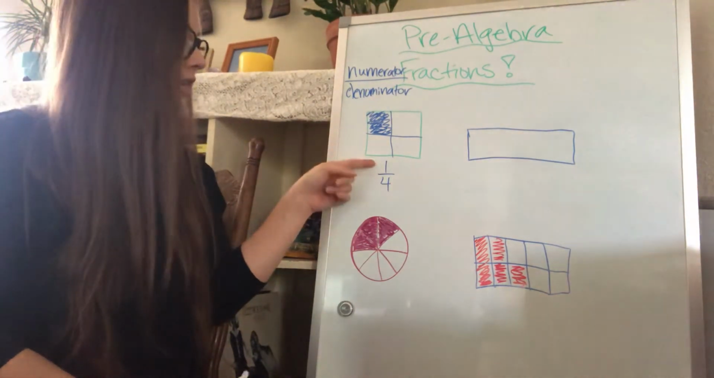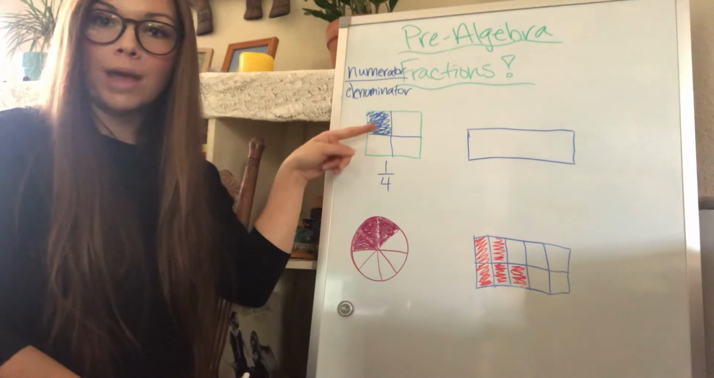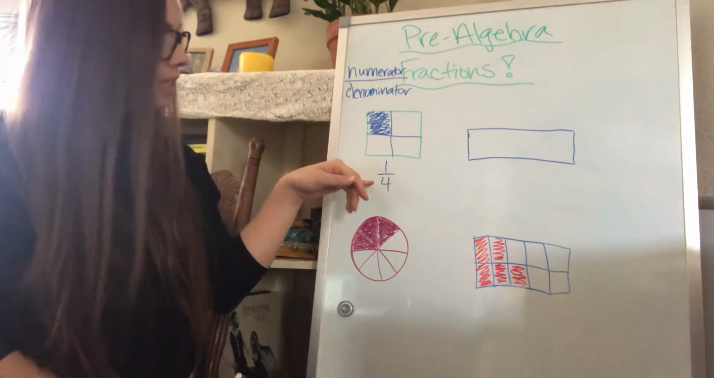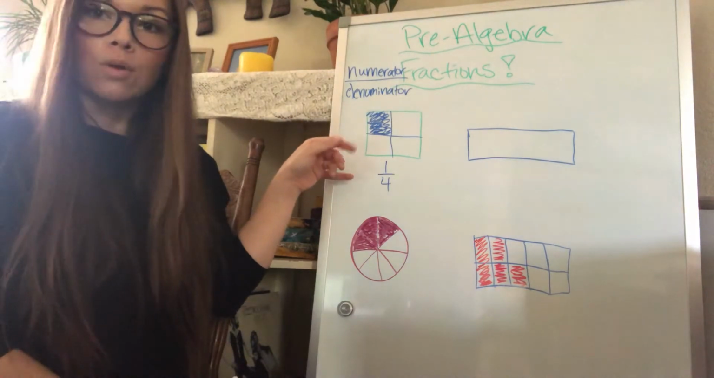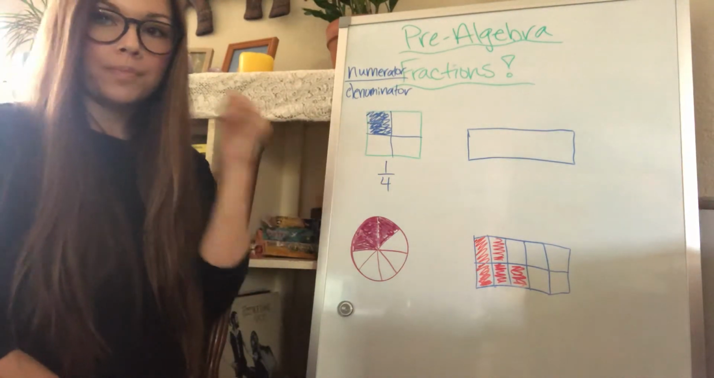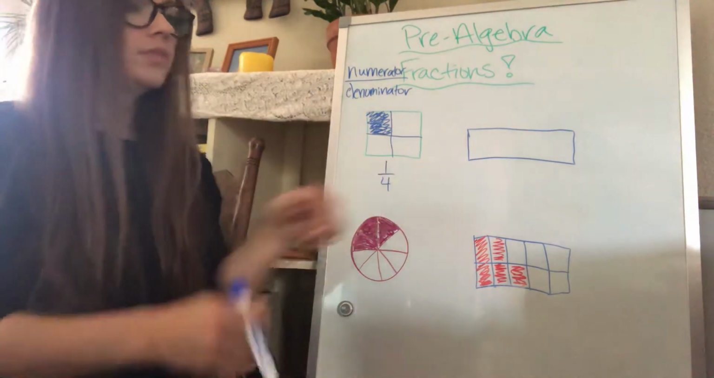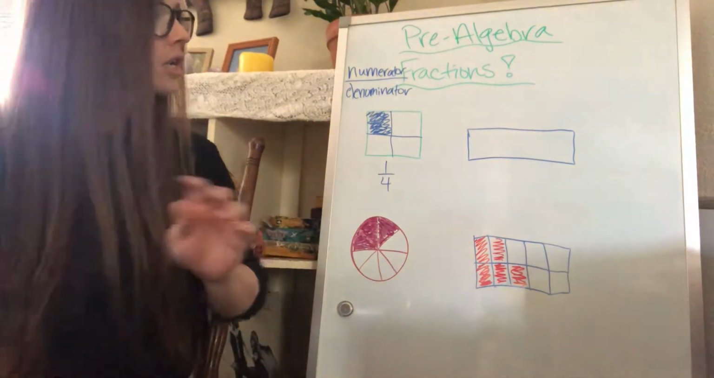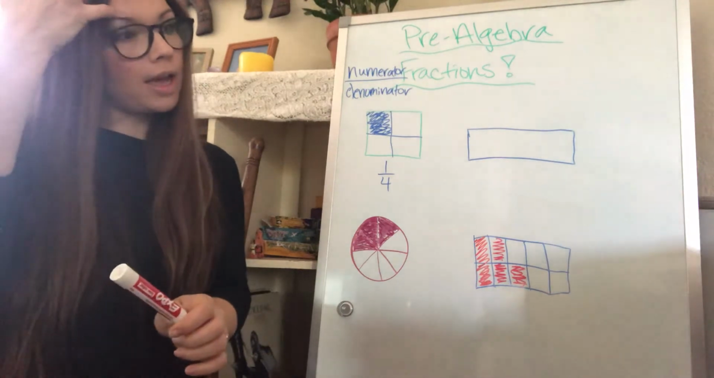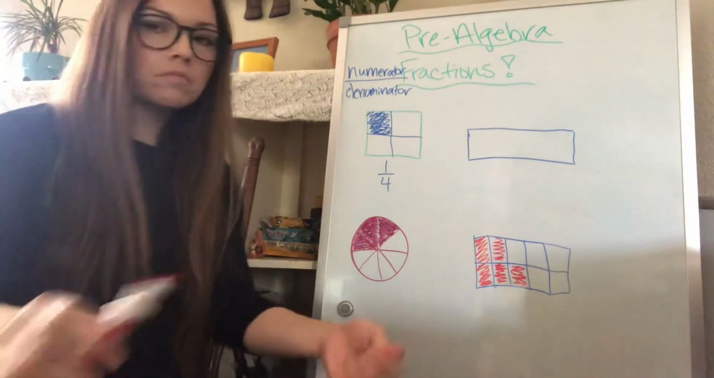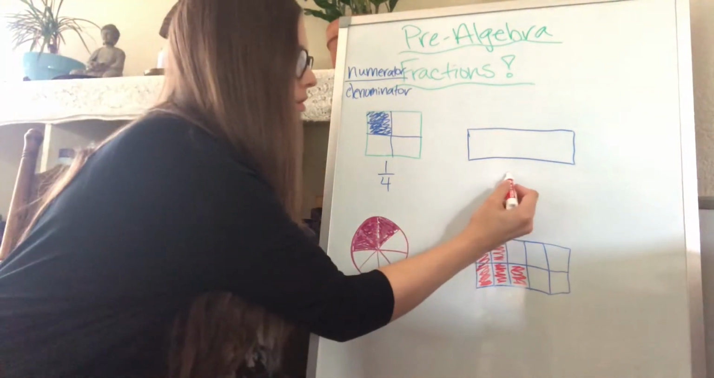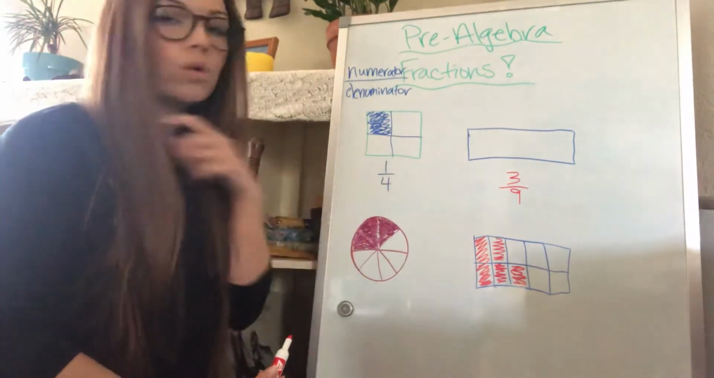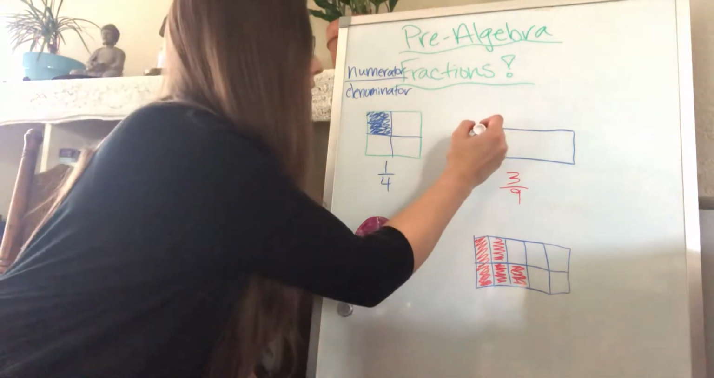The top number tells us how many pieces we're talking about out of the whole, so in this case, 1. And the bottom number tells us how many pieces are in the whole, so in this case, 4. Okay, so let's go over to this one. Let's say that I want to talk about 3 out of 9. So I want 3/9. That means that my whole is going to have 9 pieces, right?